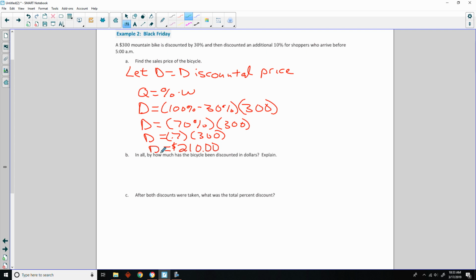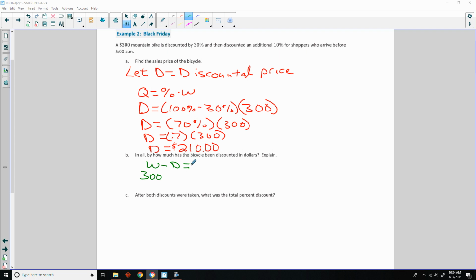In all, by how much has the bicycle been discounted in dollars? Explain. Well, you take the original price, which is the whole price, minus the discounted price. So the whole price was $300. Actually, that wouldn't be the sale price, that'd be the discount. So the whole price minus the discounted price equals the amount of money that we saved, the discount.